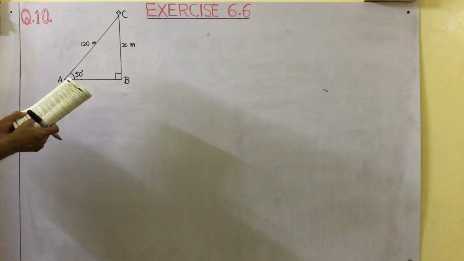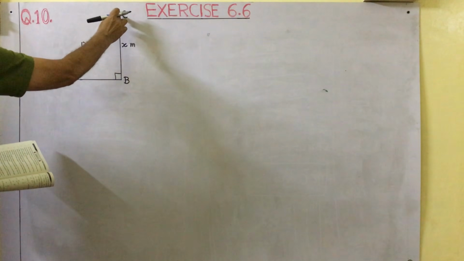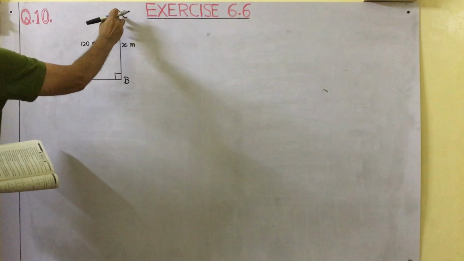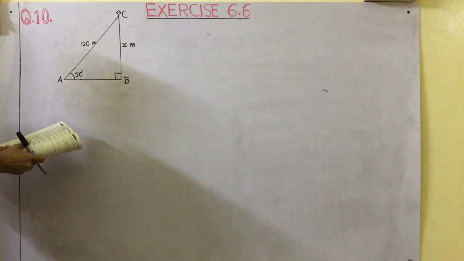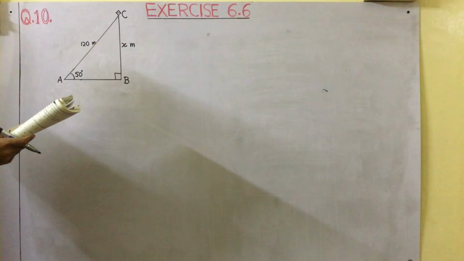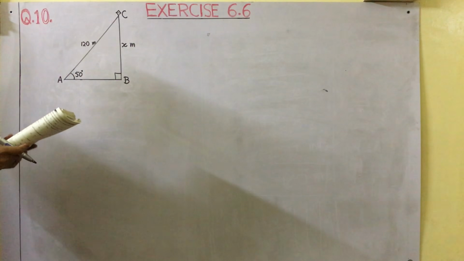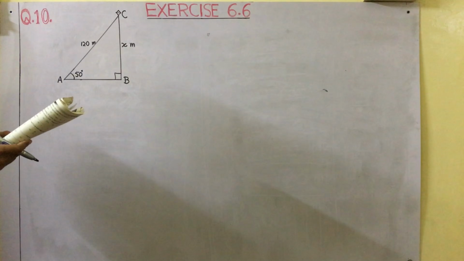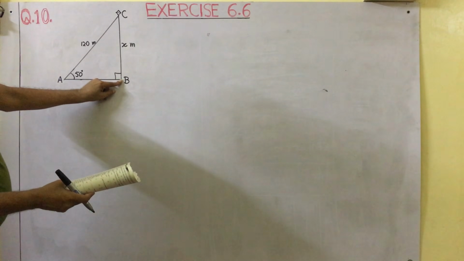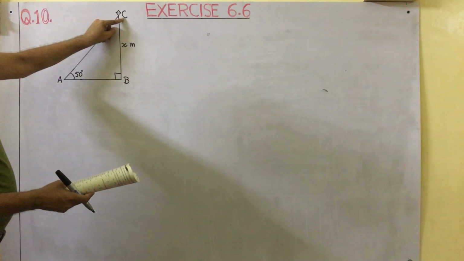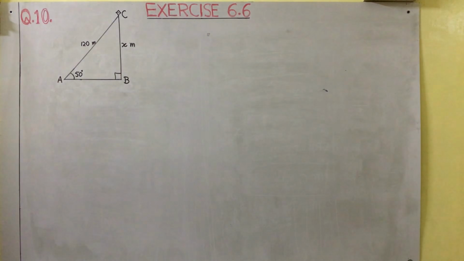Question 10. A kite has 120 meters of string attached to it. The flying kite is here at point C, and the length of the string is 120 meters when at an angle of elevation of 50 degrees. How far is it above the hand holding it? This is the height of the kite. BC represents the height of the kite, and let it be x meters.